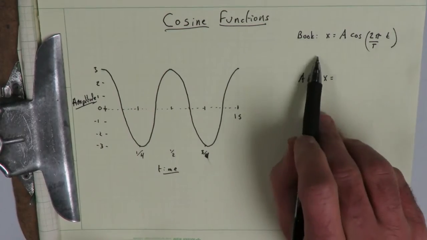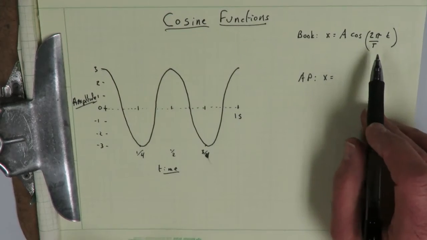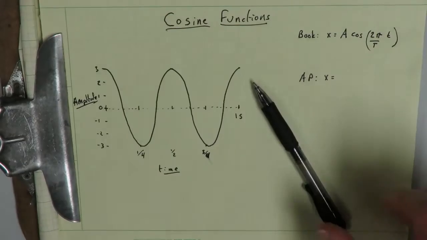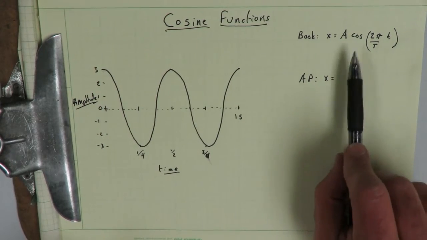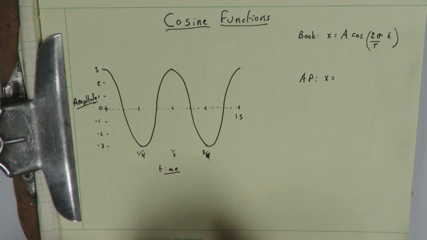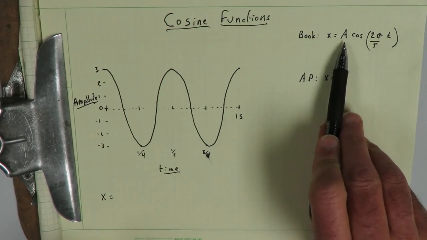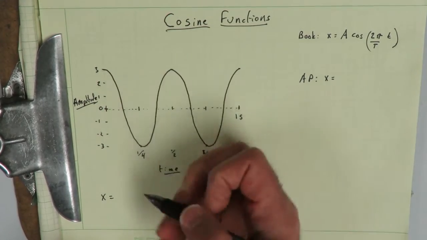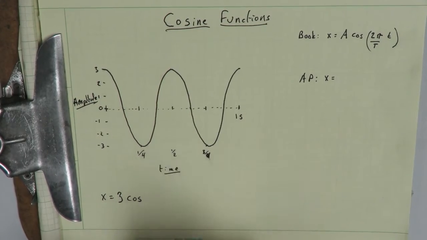So that's what we have. Okay, so this is the equation that the book uses: A cosine 2 pi t. So we're going to take this graph and see what it looks like when we put it into the form of this equation. We're going to start off with x equals. A is the amplitude. You can look at your gouge for that. The amplitude in this case is 3, so this is going to be a 3. It's a cosine function, so there's that.